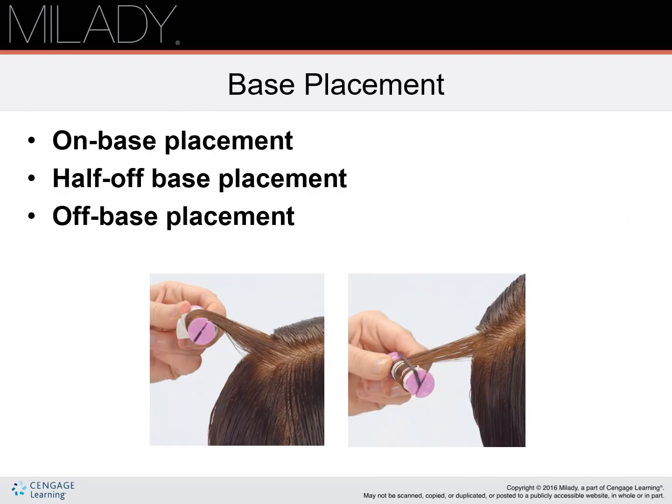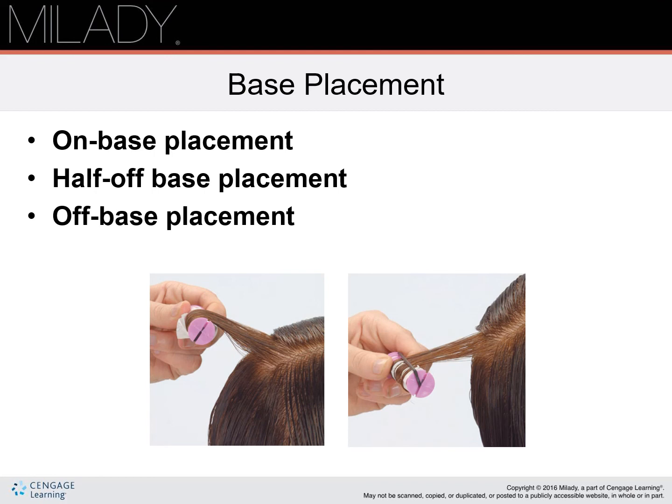Base placement. This is something that I have recently spoken to you guys about. I will say in everything that we teach, thermal curling, roller setting, pin curls, and of course chemical waving, this is probably the hardest that students can't wrap their mind around. So base placement refers to the position of the rod in relation to its base section, determined by the angle at which the hair is wrapped. So you have on base, half off base, and then you have off base.